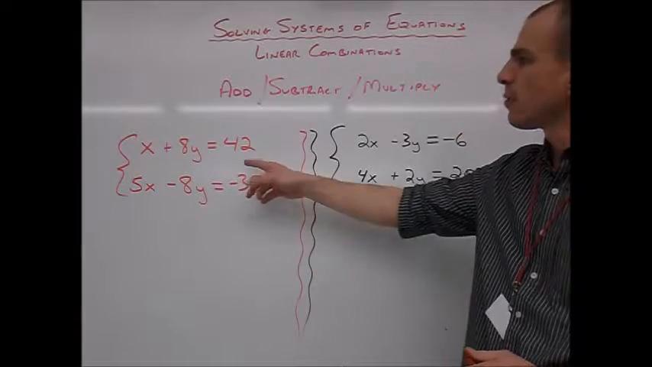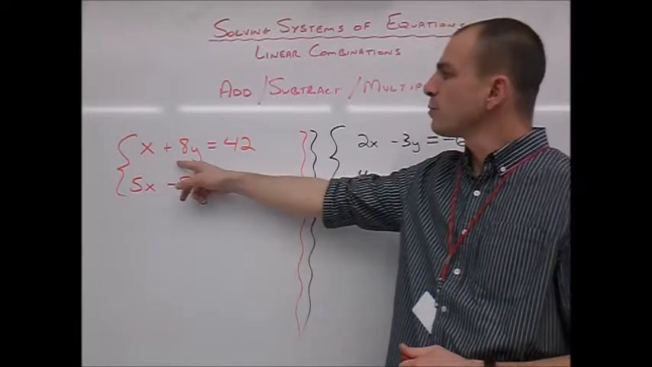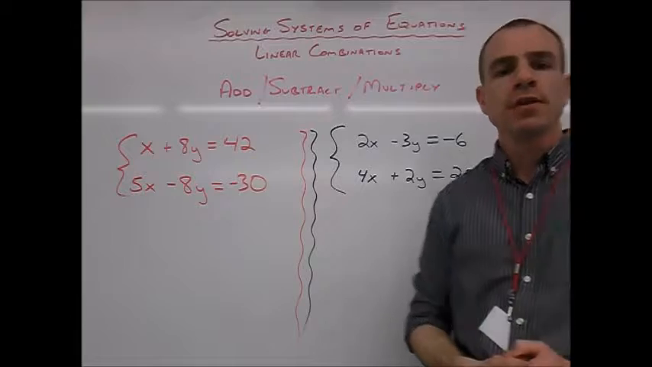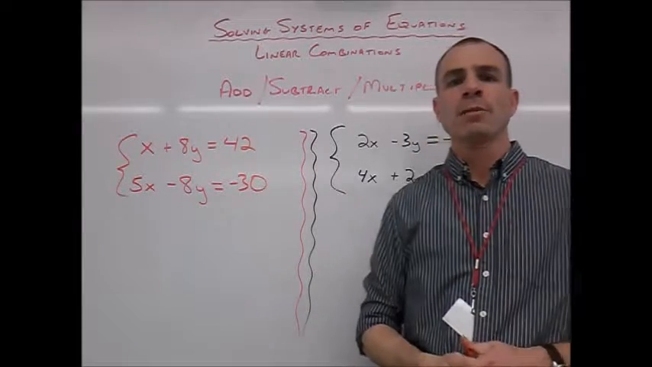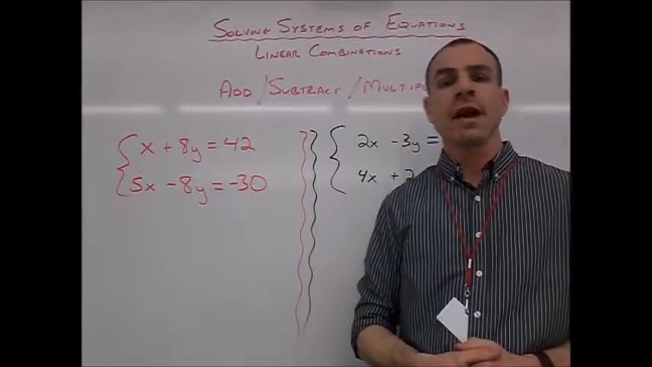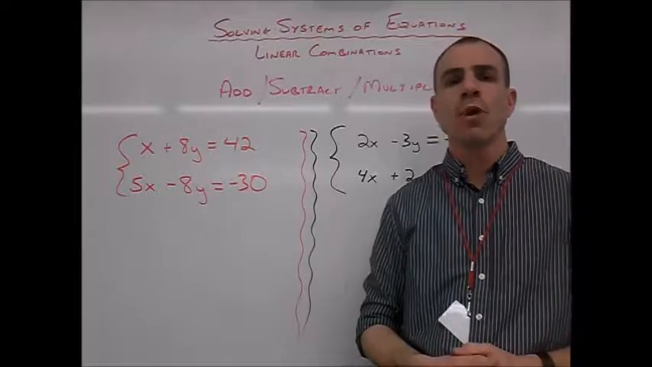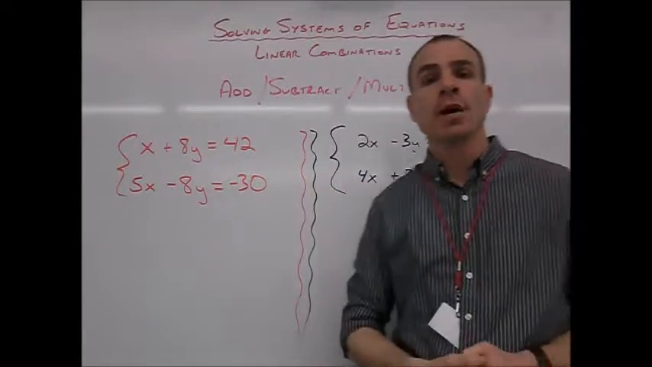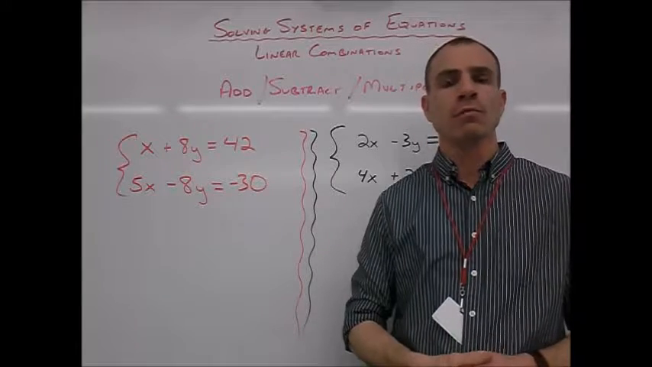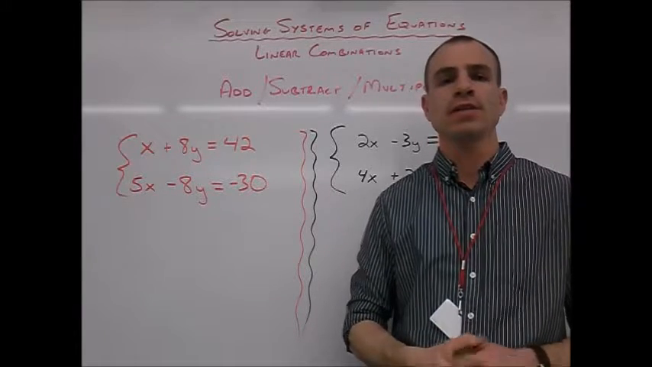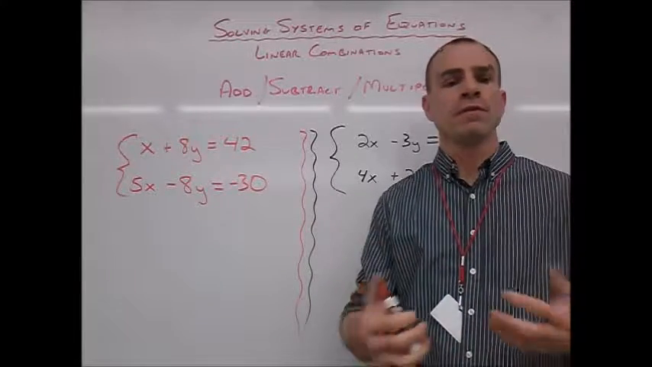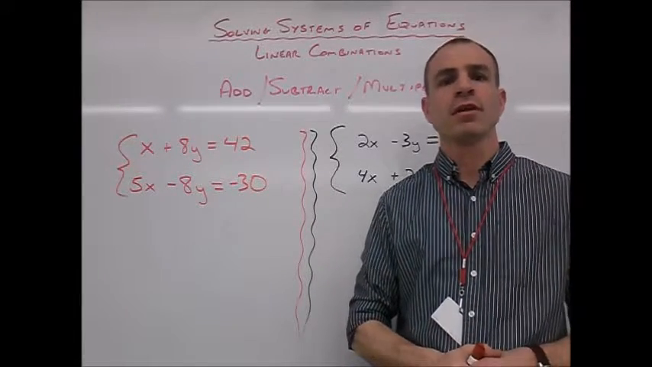So you see right here that we have one equation which is x plus 8y equals 42, and we have a second equation which is 5x minus 8y is equal to negative 30. Now our goal is to find a value for x and a value for y that will fit not only the top equation but also the bottom equation. If we can find that ordered pair, that single value of x and that single value of y which fit both equations, then we've solved that system. And that's our idea here.